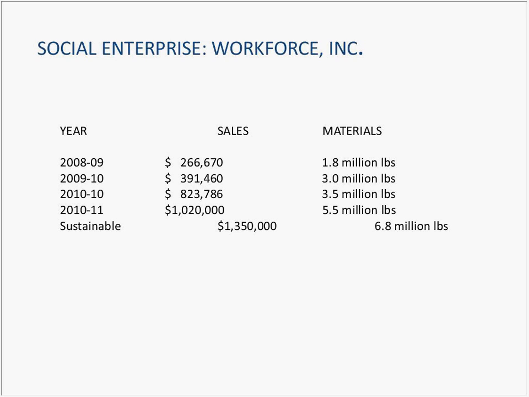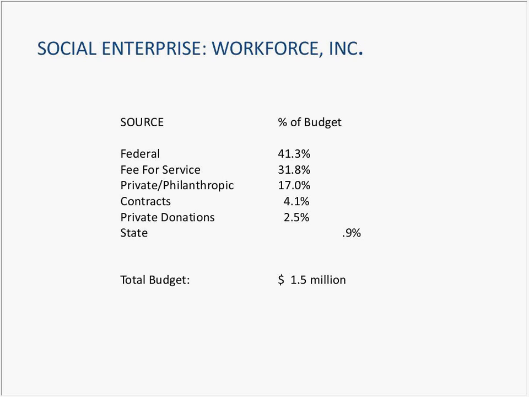This is kind of what they did in the past. We did an analysis to see what their trends were in the past. For them to sustain the 50 jobs, we saw that they needed to generate $1,350,000 in sales, which is roughly 6.8 million pounds of materials coming through the door. This is kind of how their budget is broken down.